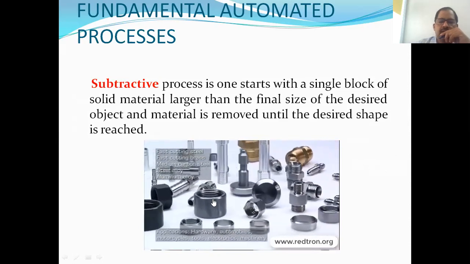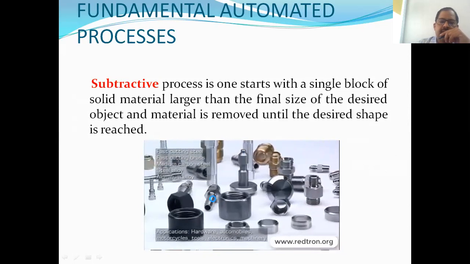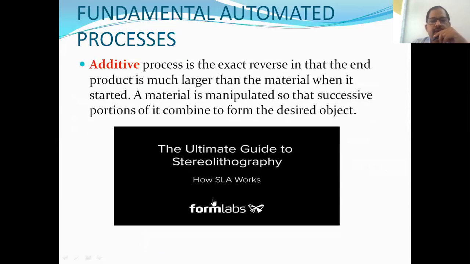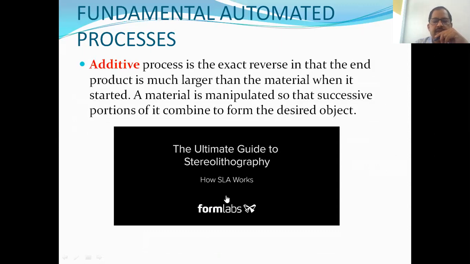Now coming to the next one. The next one is the additive process. The additive process is the exact reverse, in that the end product is much larger than the starting material. When it started, the material is manipulated so that successive portions combine to form the desired object. You can see there is an example video for this one.